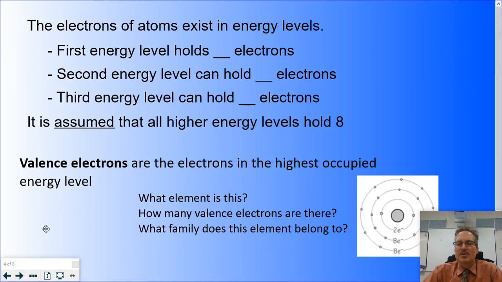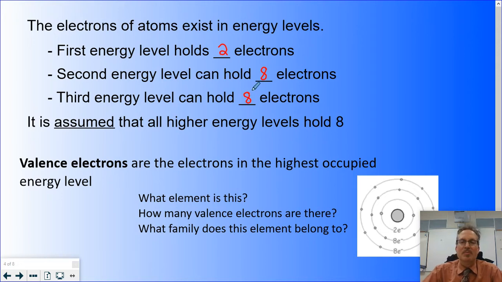Now, most of us realized when I drew it on the last page that that was not the correct way to draw the electrons, because the electrons have a maximum number per shell. So in the first energy level or first shell, it can only hold a maximum of 2 electrons. The second energy level can only hold a maximum of 8 electrons. The third energy level as well can only hold a maximum of 8 electrons.